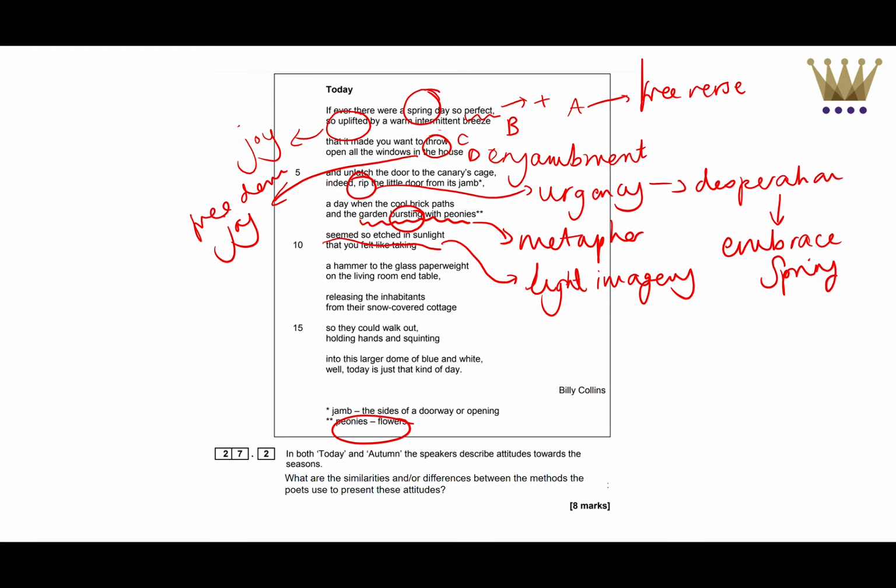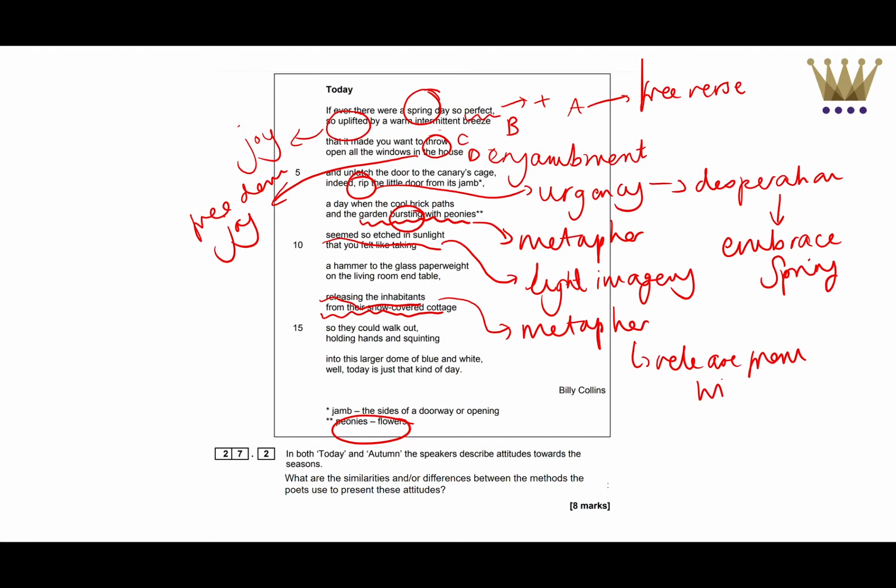A hammer to the glass paperweight on the living room end table, releasing the inhabitants from their snow-covered cottage. Oh, okay, I've got a paperweight. Now, I know what a paperweight is. It's like a glass object that people often have, like a snow globe. And actually, I think this is a metaphor, because this isn't literally saying smash open a paperweight. It's saying we should release people from their snow. So release people from winter.